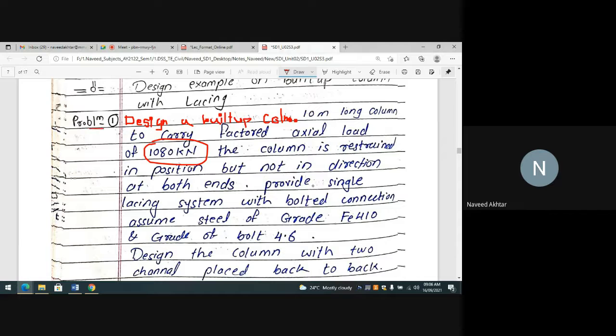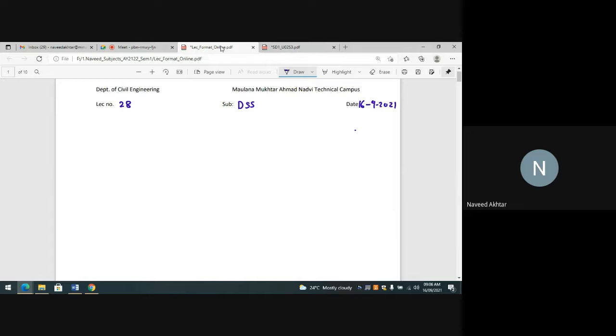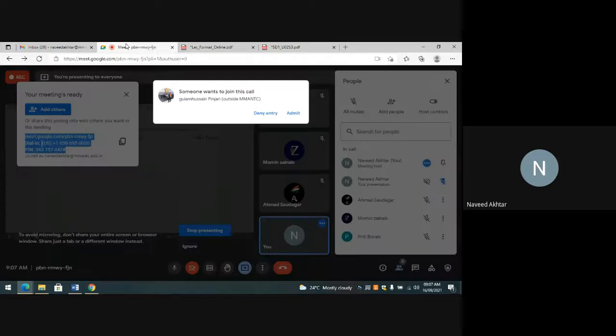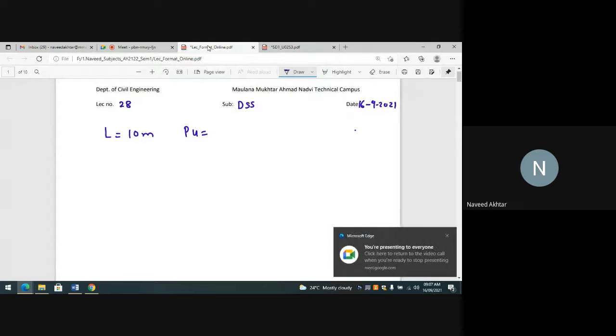So we will solve today this example. Design a built-up column. Open your camera and write down this example in your notebook. Design a built-up column 10-meter long to carry a factored axial load of 1080 kilonewton. The unsupported length of the column is given as 10 meter, and the factored axial load is given as 1080 kilonewton.